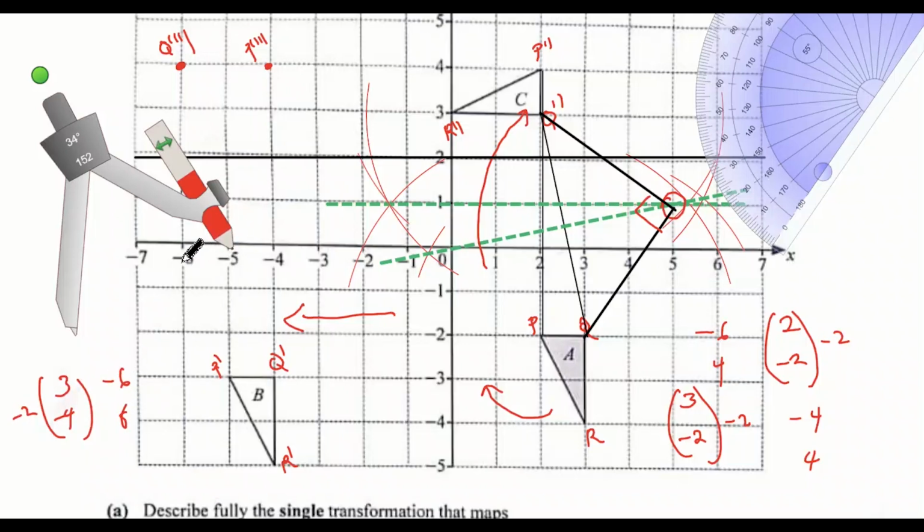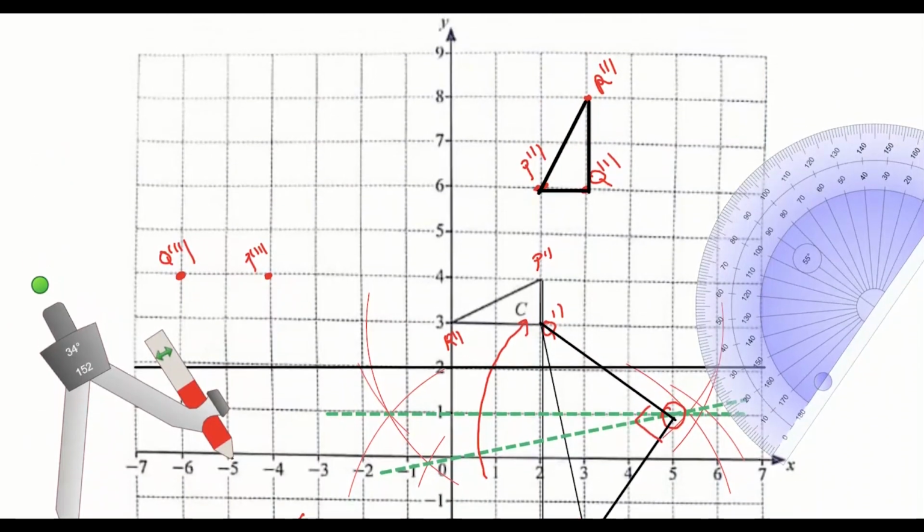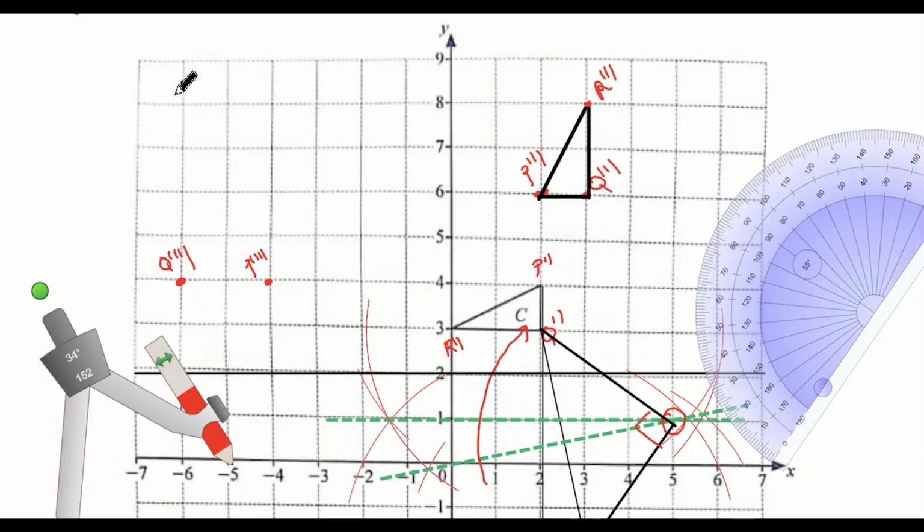So x equals -6, then we need to go up to 8, and 8 is here. So this will be R''''. So this will be the enlargement. So we can now connect the points together.